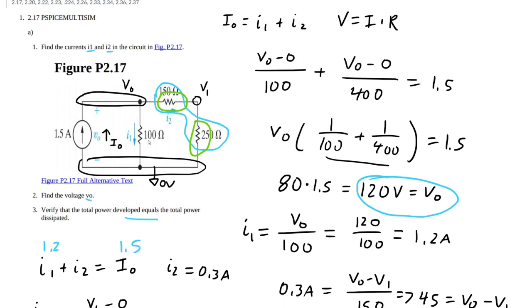If we make, so the V out right here, the voltage drop across the 100 ohm resistor is V out minus 0 times the current I1, and that'll be the P, let's just say that's P1. So let's see, 120 times 1.2 is 144 watts.